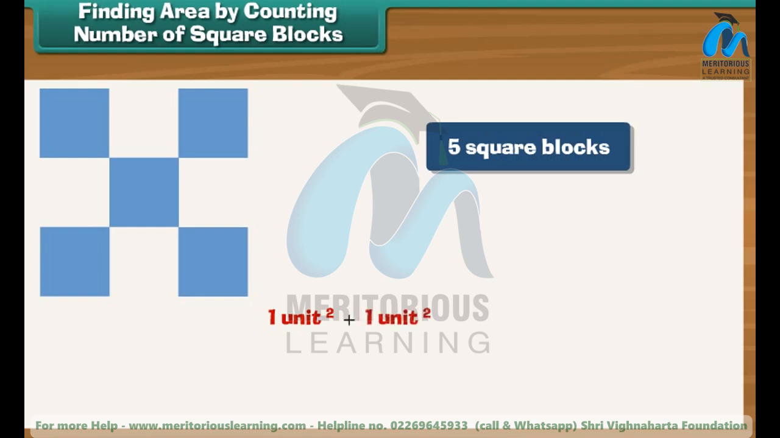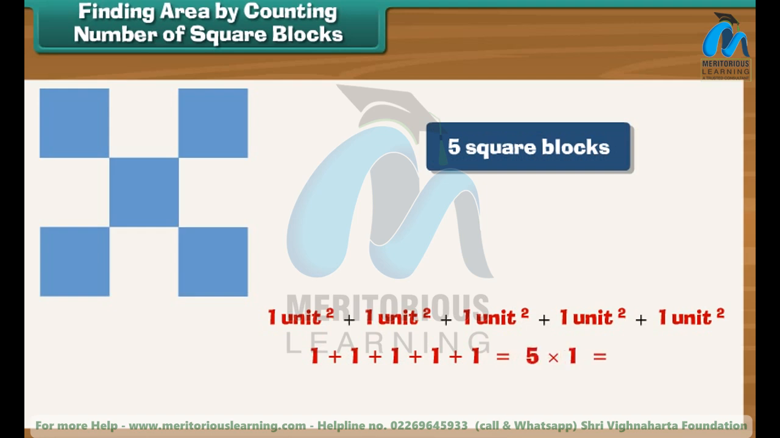plus 1 unit square plus 1 unit square plus 1 unit square plus 1 unit square. It can also be written as 1 plus 1 plus 1 plus 1 plus 1, which is equal to 5 into 1, which equals 5 unit square.